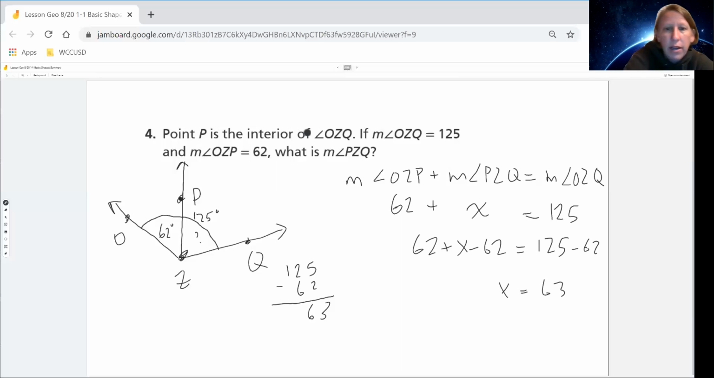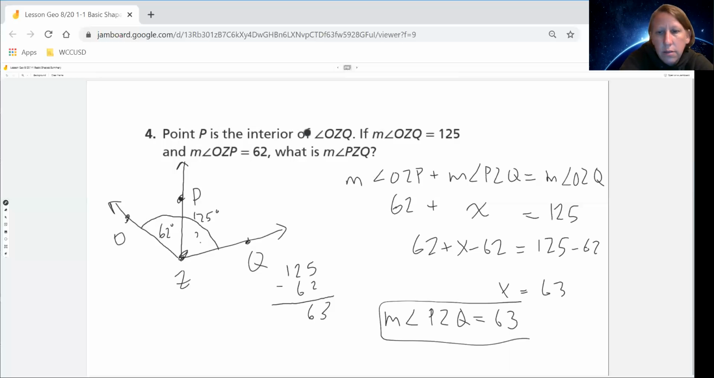Kind of. We got the answer. What we need to do is we need to state it correctly. It asks us for the measure of angle PZQ. So we need to say that the measure of angle PZQ is 63 degrees. Cool. And you can check just to make sure, is 62 plus 63 125? Yep. Cool. That's it.